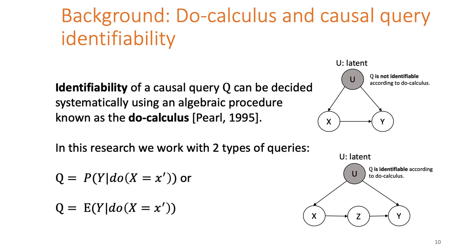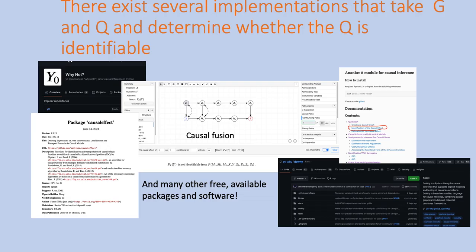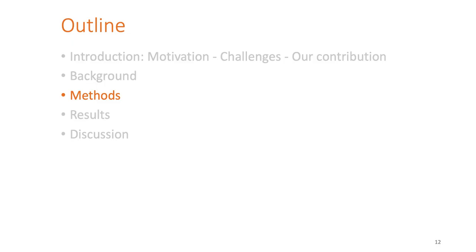Figuring out if a query is identifiable in a graph is not easy. Luckily, there exist several implementations that take the graph and the query as input and determine whether the query is identifiable according to do calculus. Now we are ready to talk about the method section.